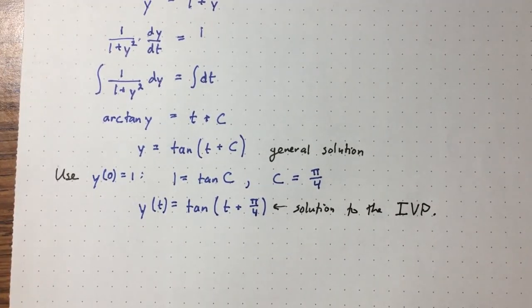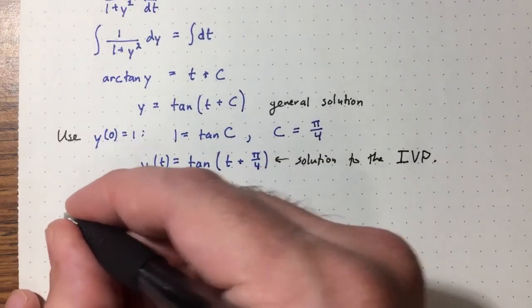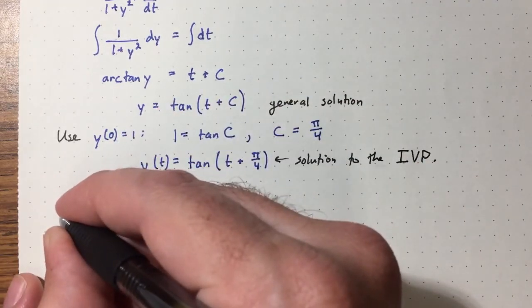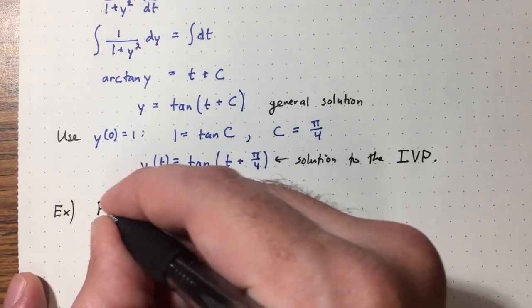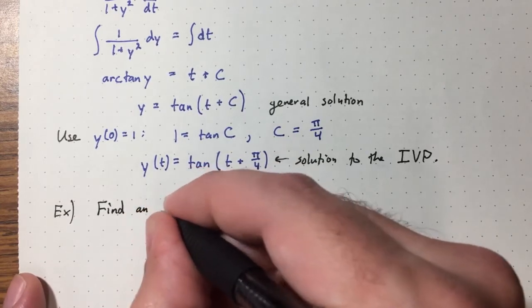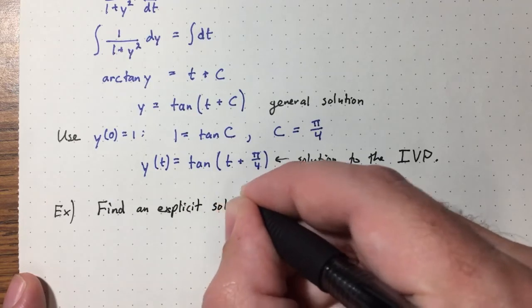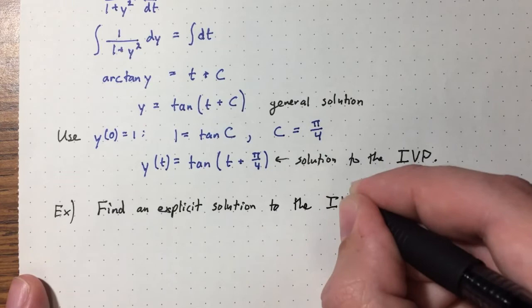Okay, so hopefully you've basically got the idea of separating variables. I do want to do another one though, to show one more tricky idea that could come up sometimes. Here's another example. So this time we'll do another initial value problem. We'll find an explicit solution to the IVP.